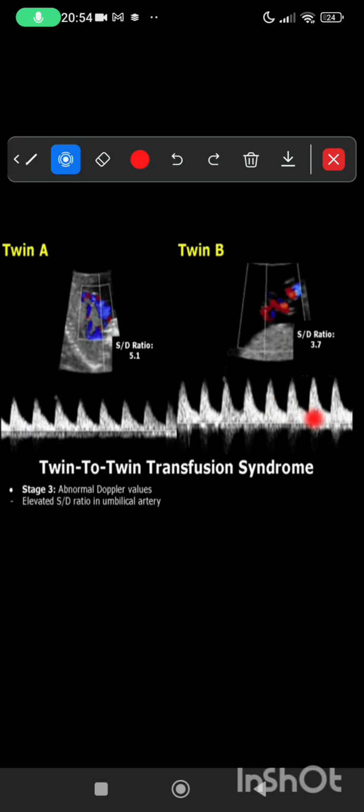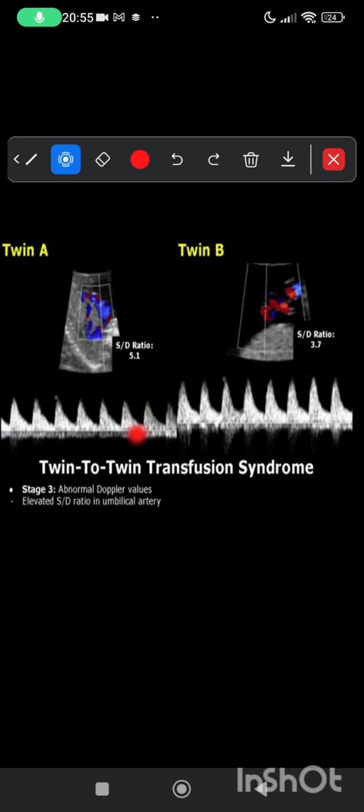And also the SD ratio. Does it become high when resistance is less or more? More. Yes, the SD ratio shows resistance. So a high SD ratio means there is more resistance. So there is a high SD ratio here in twin A. It is 5.1. Normally it is less than 3. When it becomes more than 3, we say it is high, and here it is very high, 5.1. So this pattern here is abnormal.